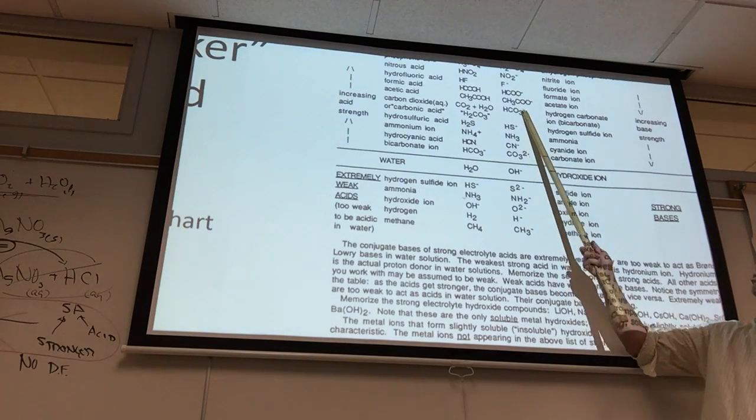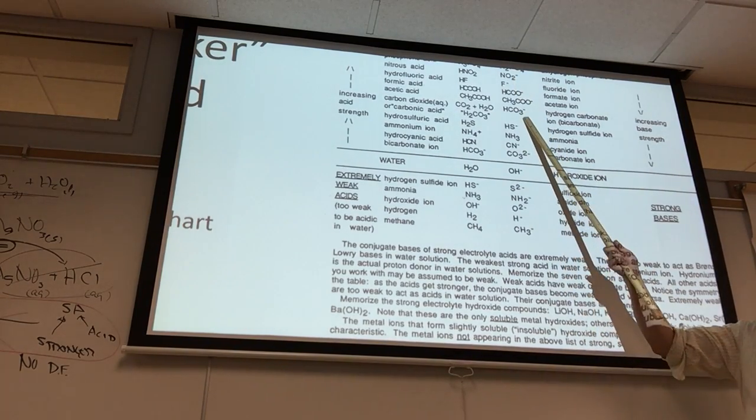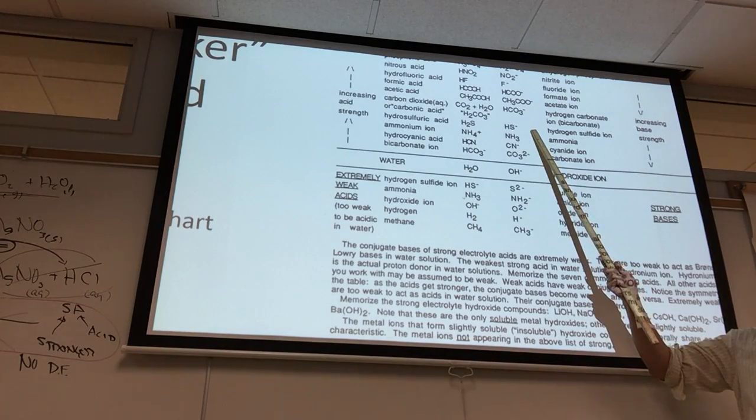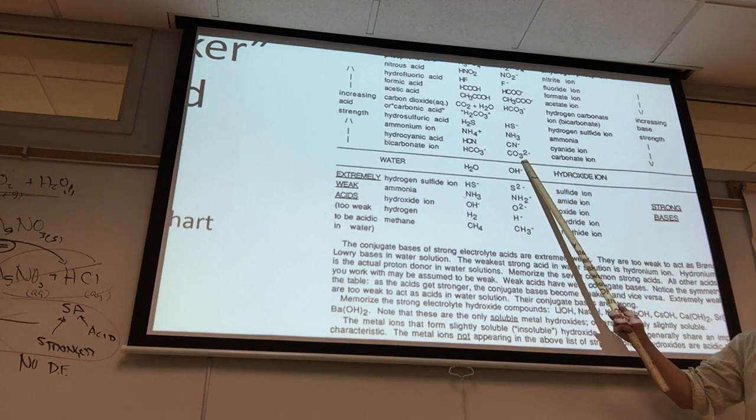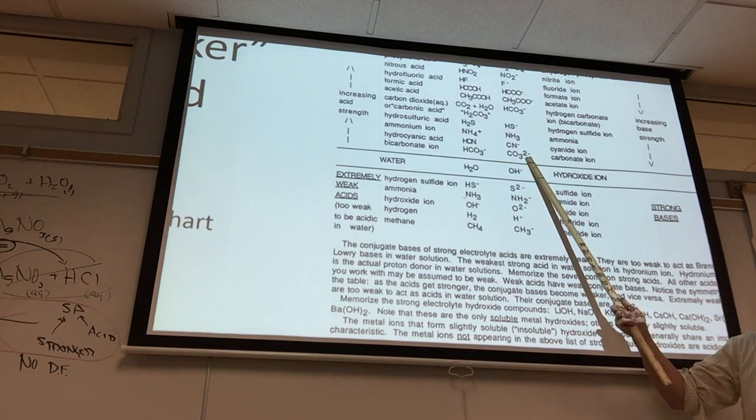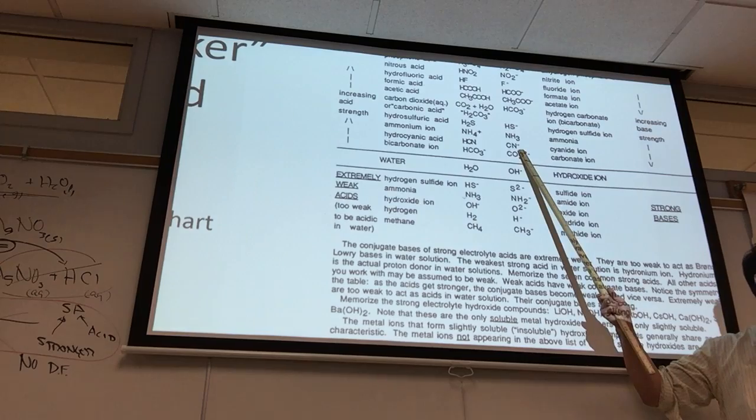And then as we get to weak bases, they're ranked according to how much hydroxide they produce on hydrolysis of water. And so carbonate is stronger than cyanide. That means carbonate produces more hydroxide than cyanide in water.